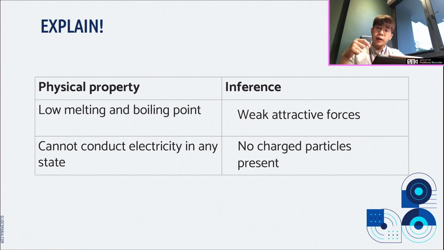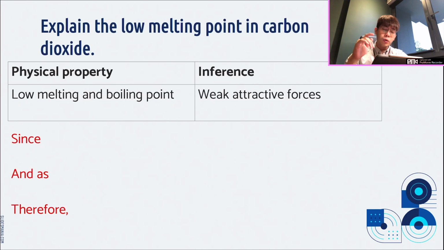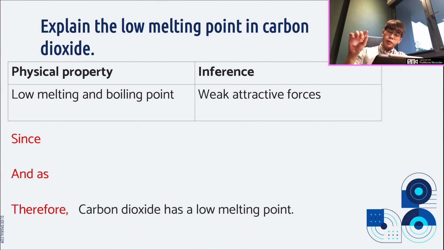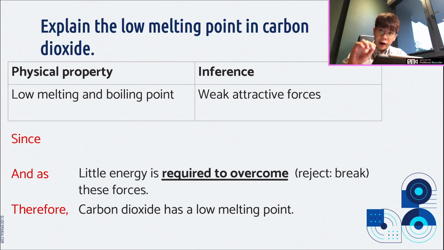So now that we understand it a bit better, it's time to explain why simple molecules have a low melting and boiling point and cannot conduct electricity in any state. So the question says, explain the low melting point in carbon dioxide. And therefore would be what we're explaining. Therefore, carbon dioxide has a low melting point. And previously we have learned that when there's a low melting point, it means that very little energy is required to overcome the forces, whatever these forces are.